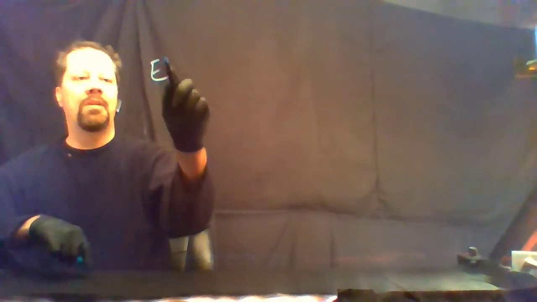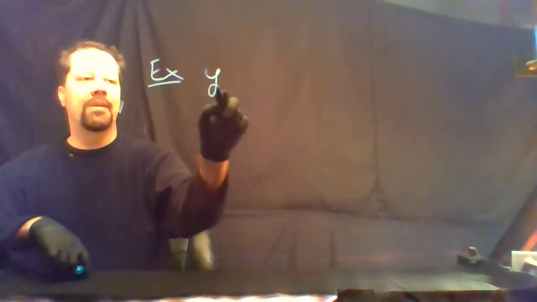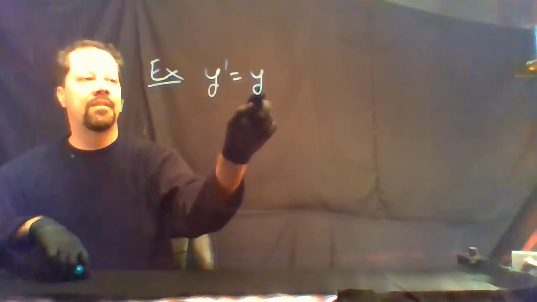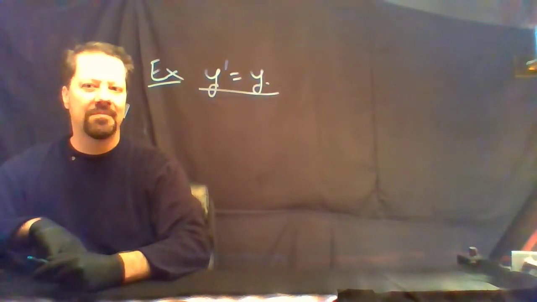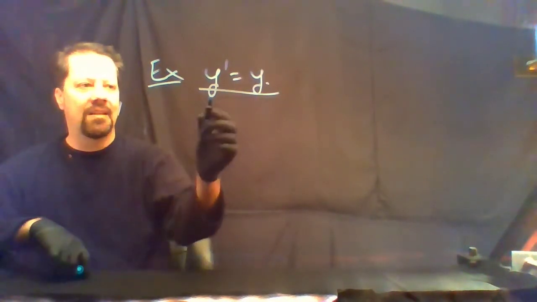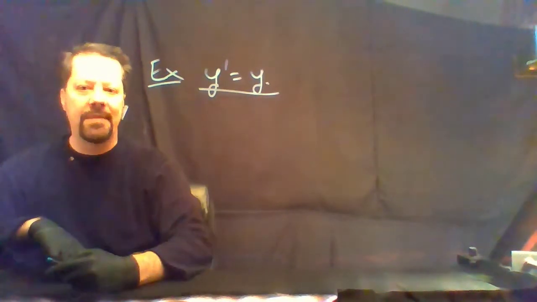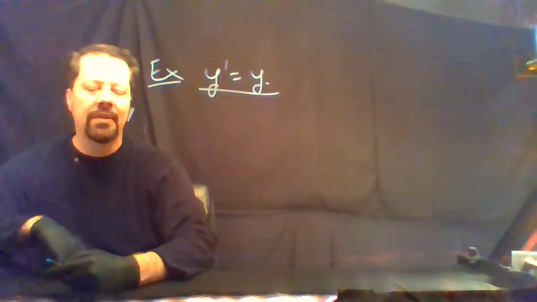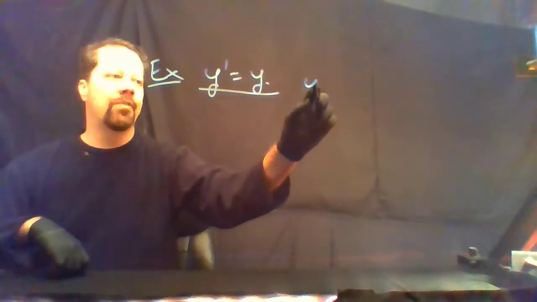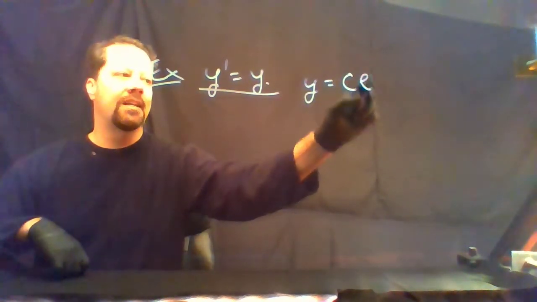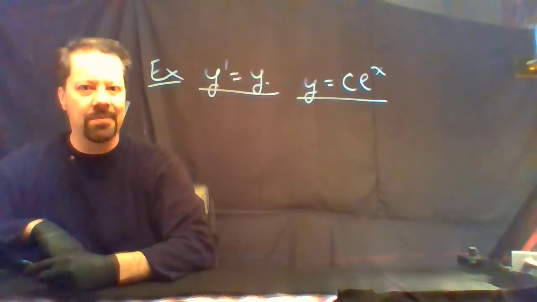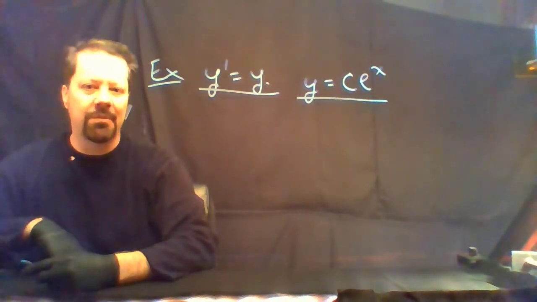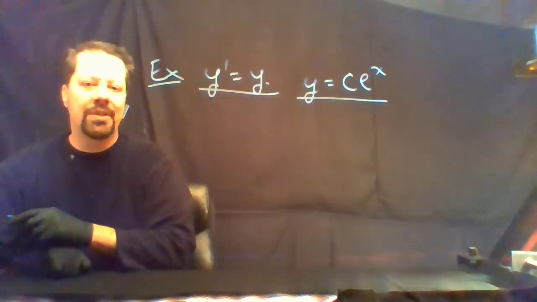I'd like to look at a very simple example where we can solve a differential equation using power series. Suppose that our differential equation is y prime equals y. Now we already know that the solutions are of the form y is a constant times e to the x. Those are functions with derivatives equal to themselves. So we know the answer to this problem.